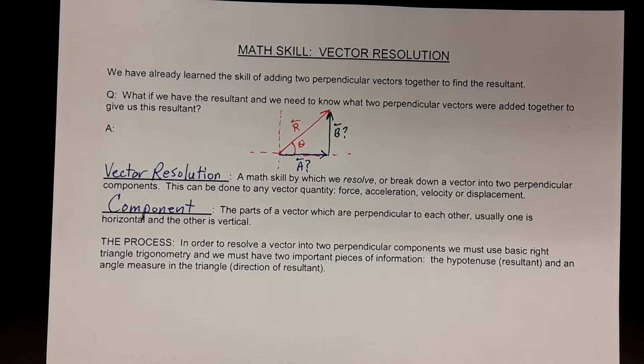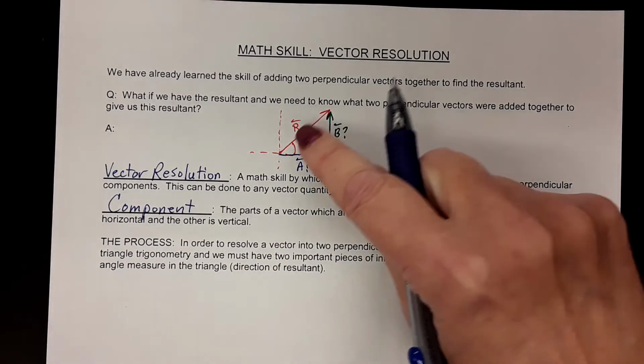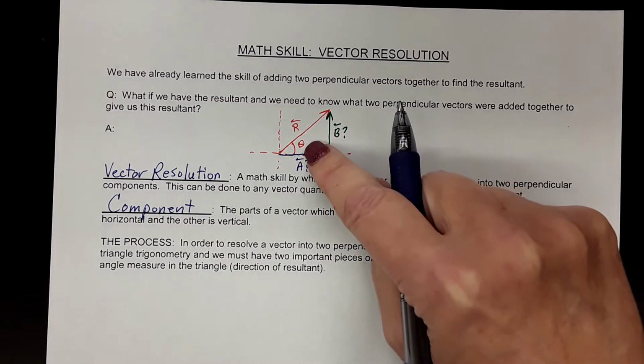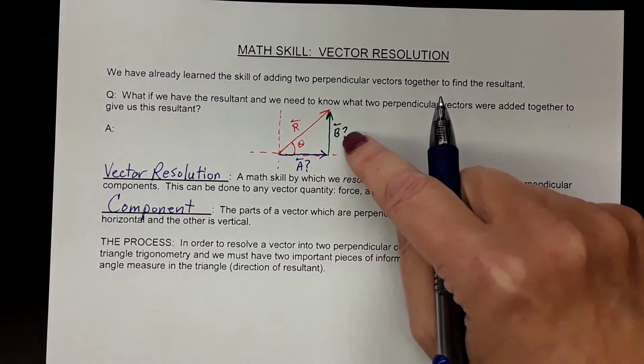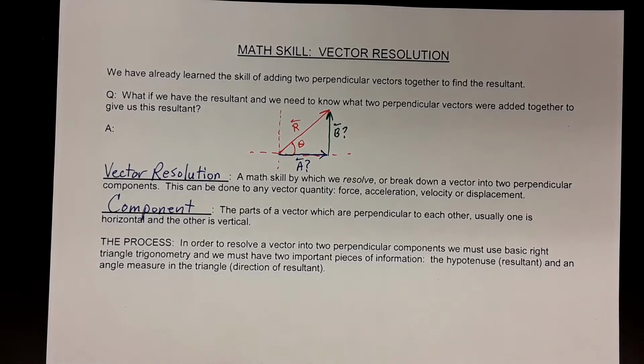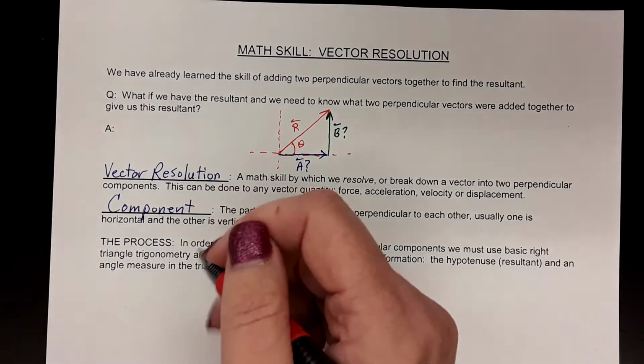Now, the process, in order to resolve a vector into 2 perpendicular components, we have to use basic right triangle trig. Think about it. If we know the hypotenuse and the angle, its direction, then in order to get the leg opposite or the leg adjacent to that angle, we have to use right triangle trig. Okay? Now, let's take a look at what we would do for each one. Let's draw a picture here. Let's just look at one.